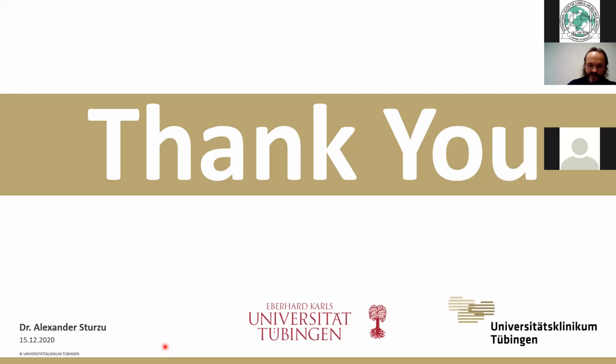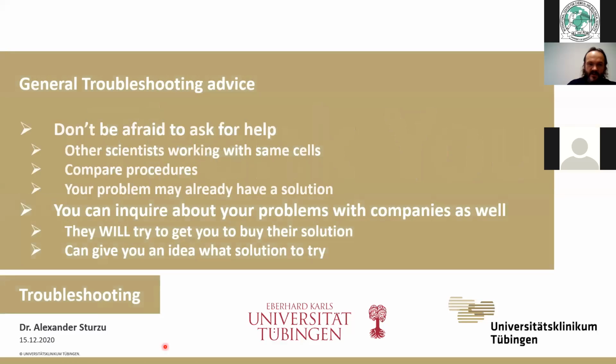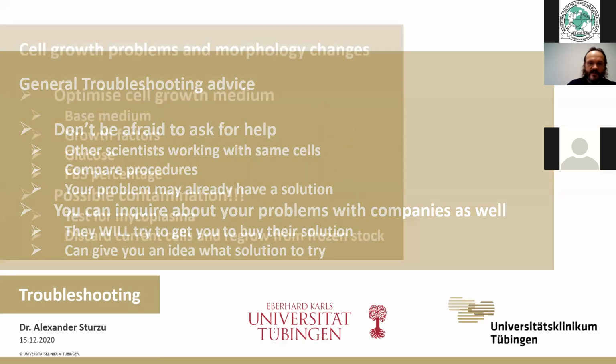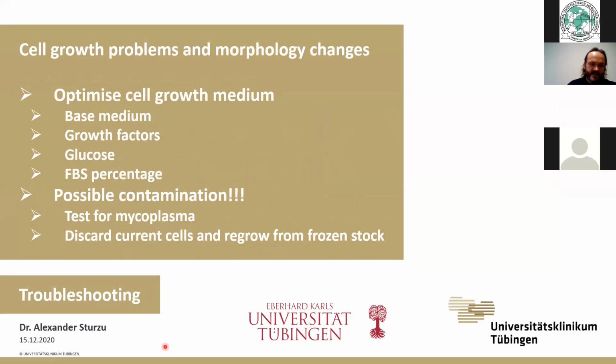Yes, I have mentioned this in the list, that one solution for the cell growth problems is to increase the FPS percentage. It is suggested not to use more than 20%. You can try more, it's no hard and fast rule, but you should be aware that at some point you are moving away from your defined cell culture medium, because the FPS, you don't know exactly what's in there.